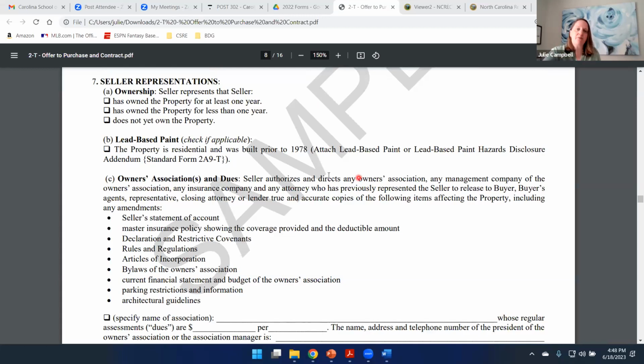The buyer has to represent if the property is built prior to 1978. Once you get through these tests, you can forget that year. It's on all of our documentation, something you don't have to waste brain space with. If it was built prior to 1978, we're told to attach the lead-based paint or lead-based paint hazard disclosure addendum.